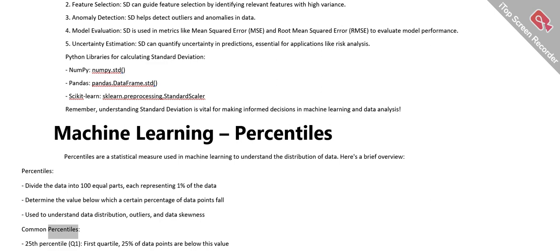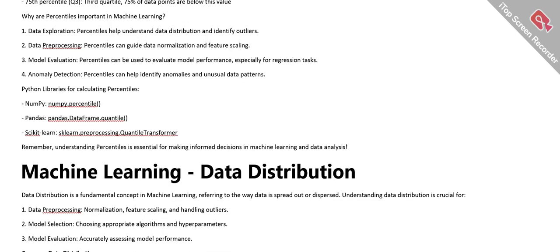Common percentiles. 25th percentile, Q1, first quartile: 25% of data points are below this value. 50th percentile, Q2, second quartile, median value: 50% of data points are below this value. 75th percentile, Q3, third quartile: 75% of data points are below this value.